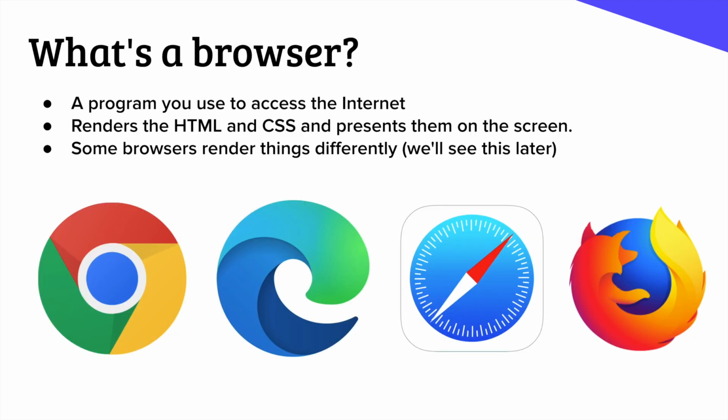So now let's talk about browsers. A browser is a program that you use to access the internet. It does a lot of things behind the scenes to make that possible, and one of those jobs is that it renders HTML and CSS files and presents them on the screen to create the websites that we all know. Now, browsers tend to render things differently sometimes, and the reason for this is because they're made by different companies and they use different code, and we'll see an example of this later on in the demo. And it's just something to keep in mind when we're creating websites, because we want everybody using our website to have the same experience no matter what browser they use.